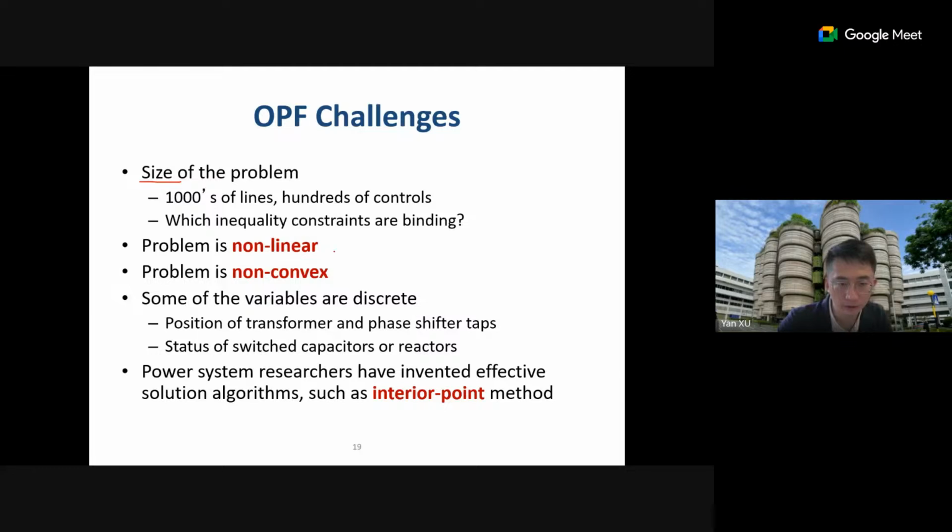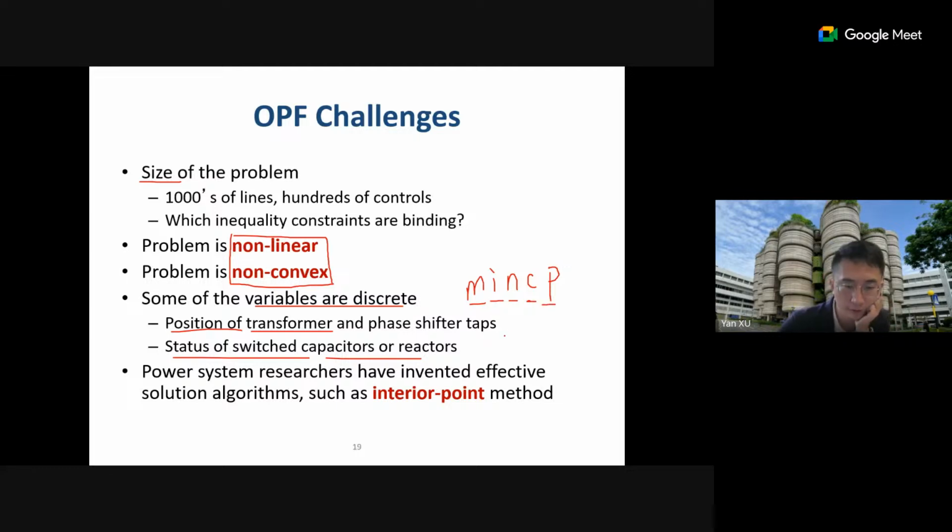And very importantly, due to the power flow models, the problem is nonlinear and non-convex. And besides, some variables are discrete, for example, the positions of the transformer tap and the status of the capacitor. So the whole problem sometimes will be a mixed integer, non-convex programming, right? Mixed integer, non-convex programming.